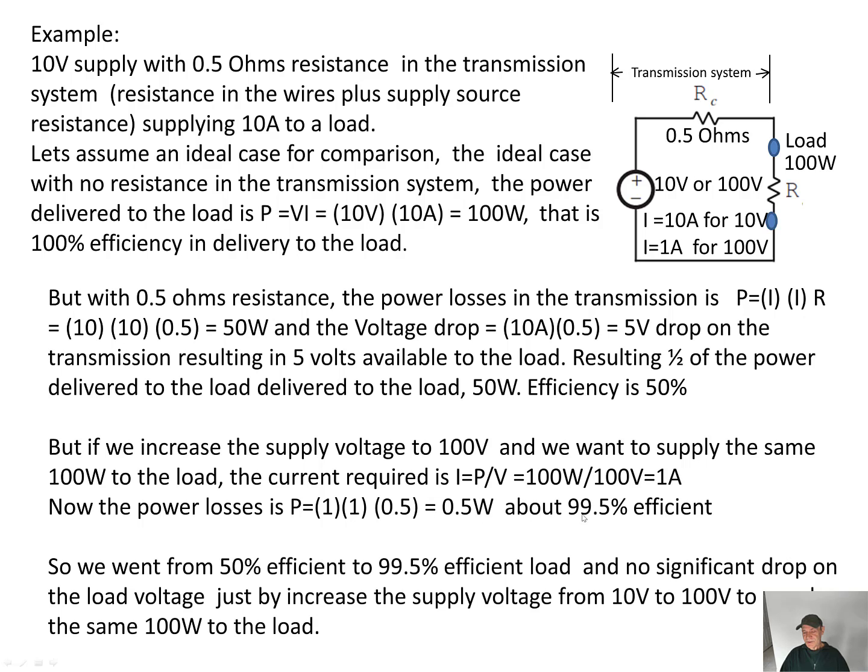So we went from 50% efficient to 99.5% efficient, with no significant drop in the load voltage, just by increasing the supply voltage from 10 volts to 100 volts to supply the same 100 watts to the load.